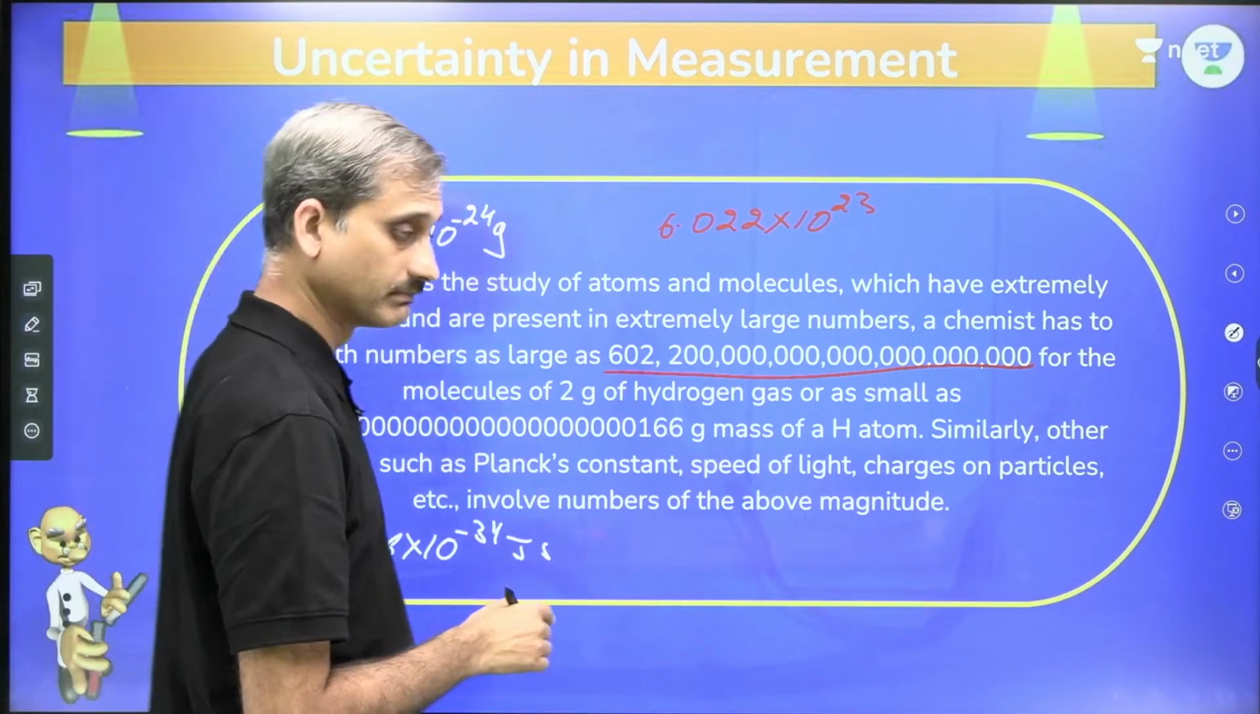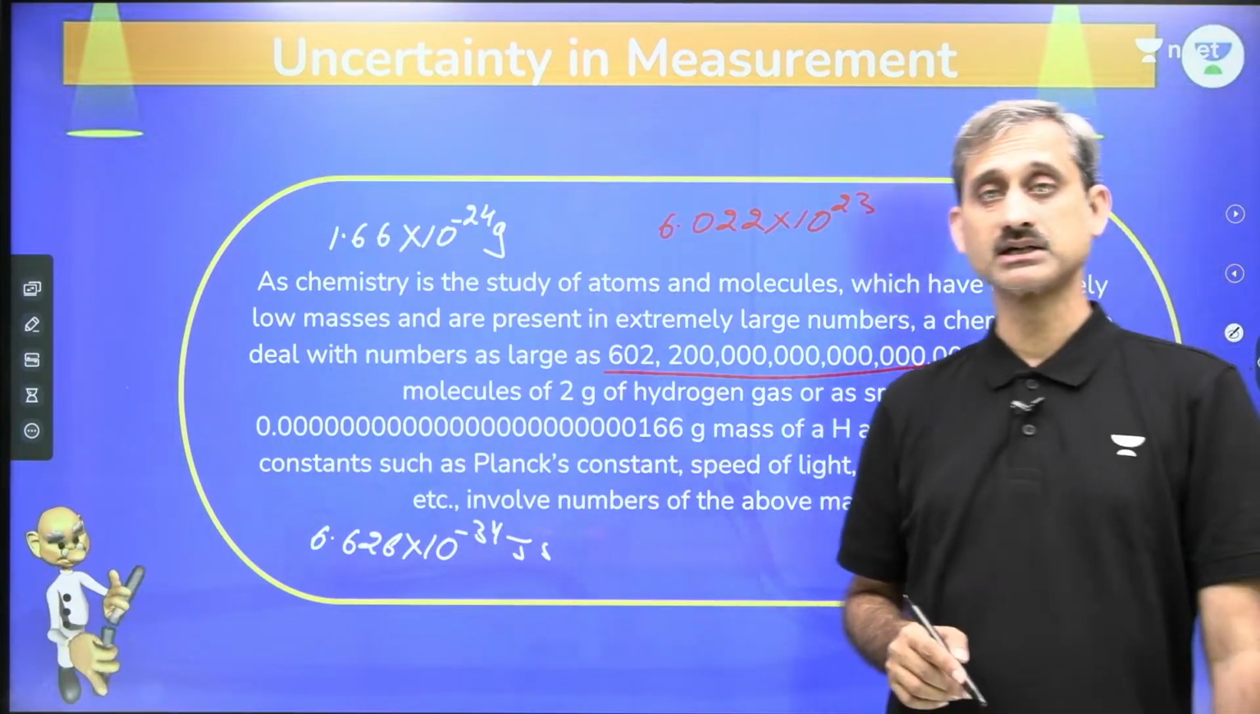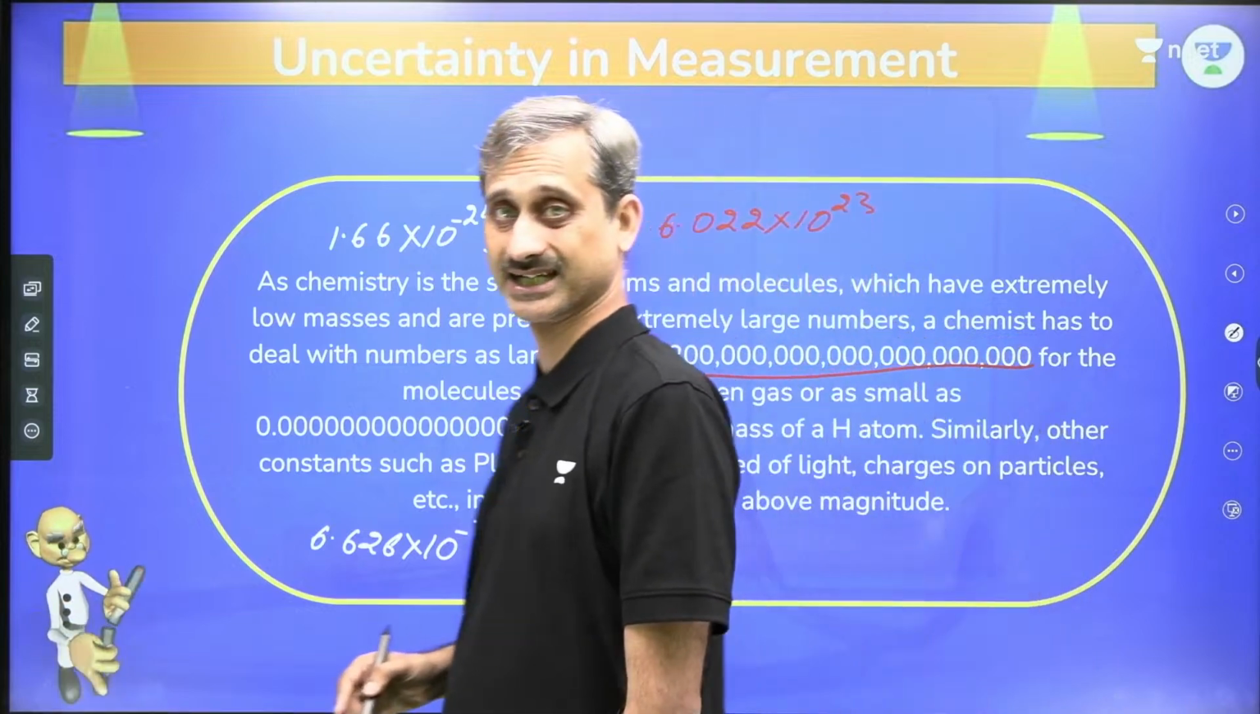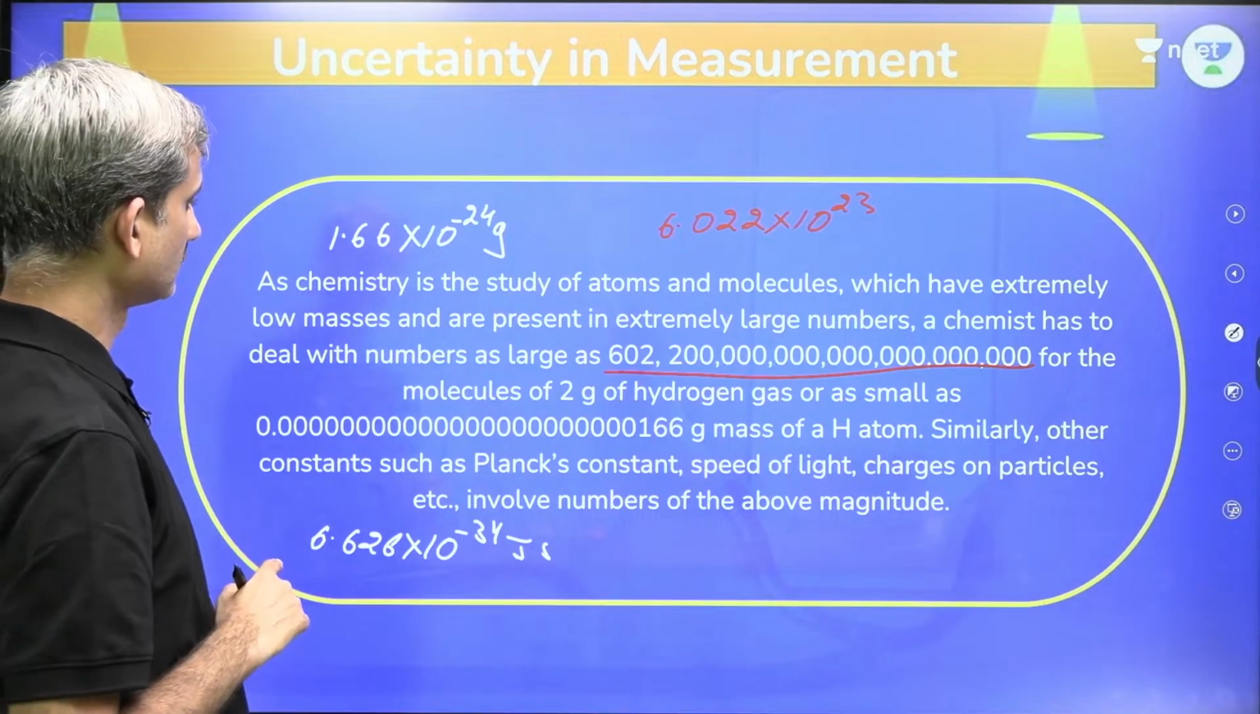Many a time I have made the mistake, maybe you have also made the mistake. It is not joules per second. It is actually joule second. Is this clear?